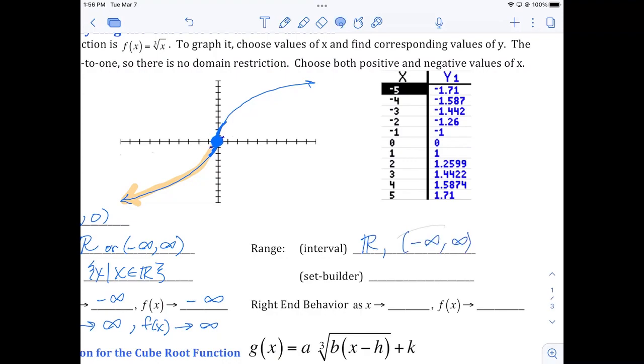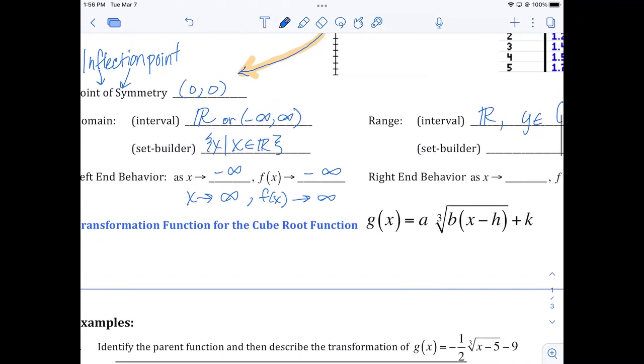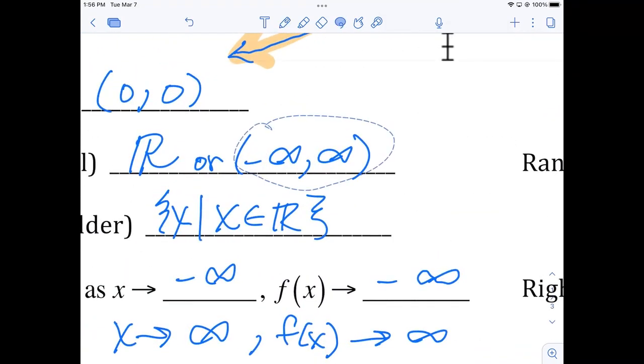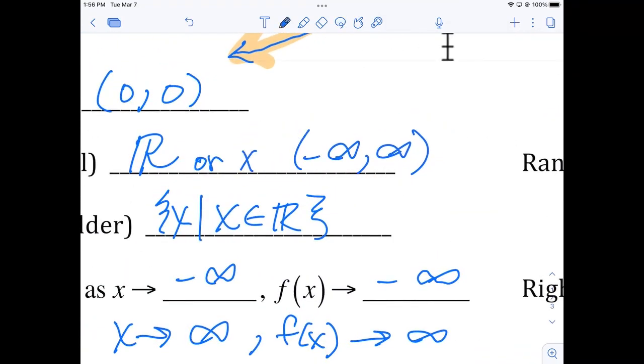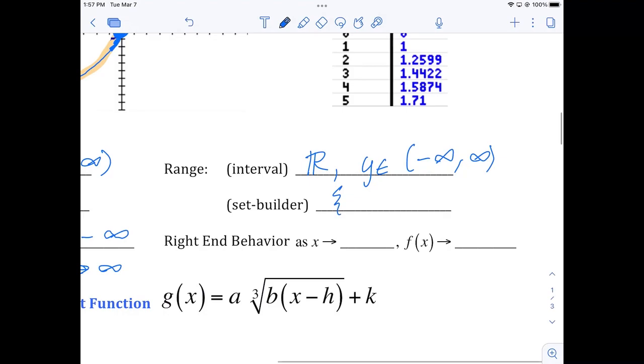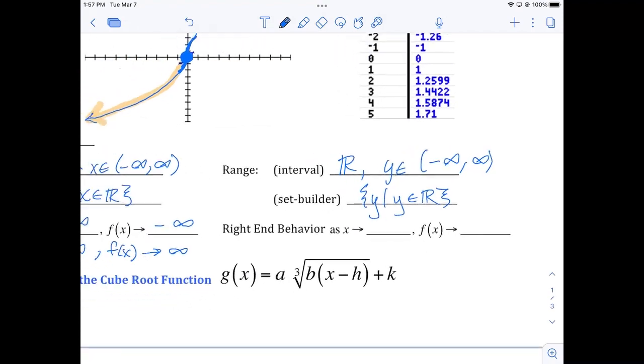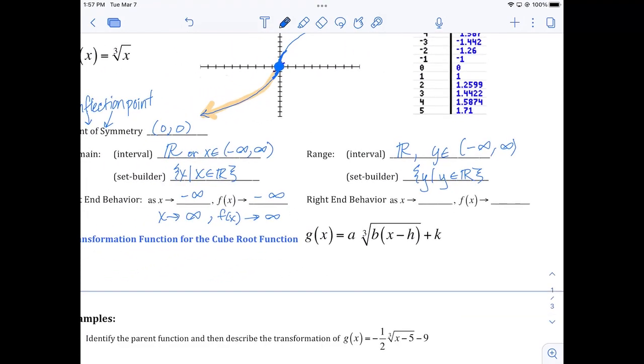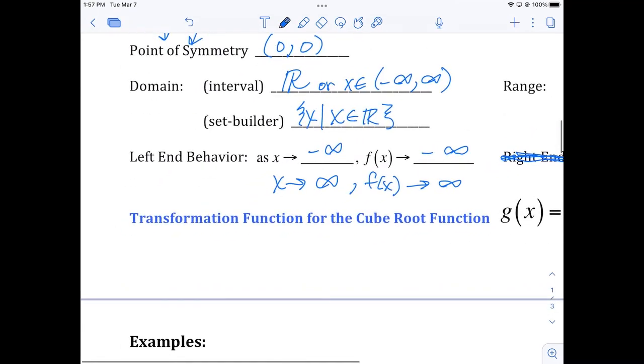We should technically, if we do that, put y epsilon in front of it. I forgot to do that over here. Over here on the x, just move the interval aside, put x epsilon. That way we know it's x versus y. And then set builder would be the set of all y such that y is an element of the real numbers. All right, I wrote the right end behavior. I didn't realize it had it there. It didn't on the previous one, so just scratch this out. Scratch it out if you wrote it like I did below there.